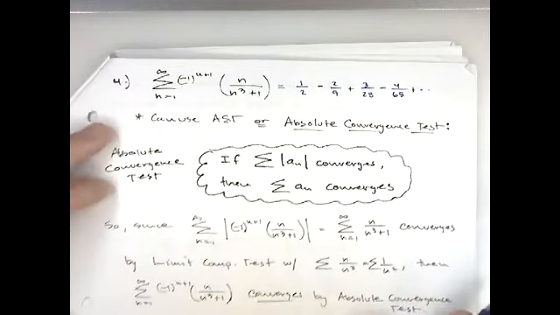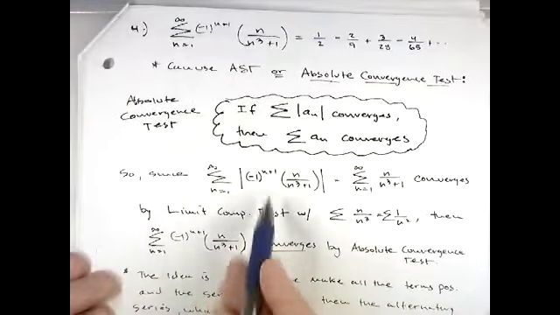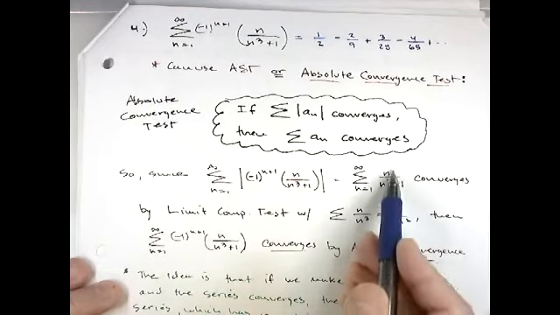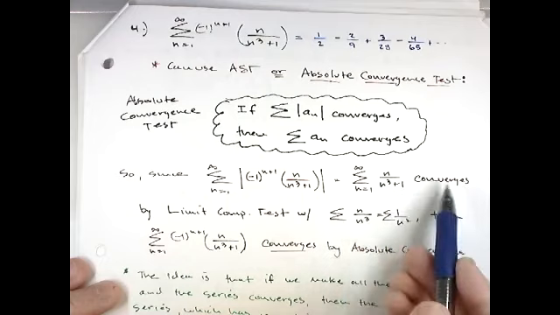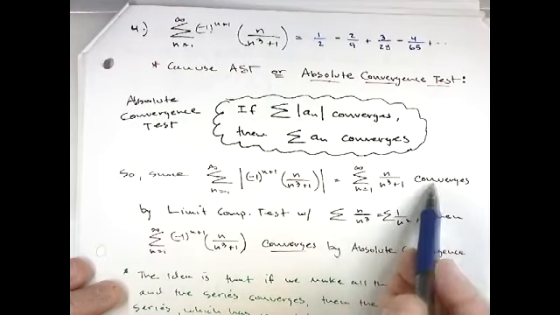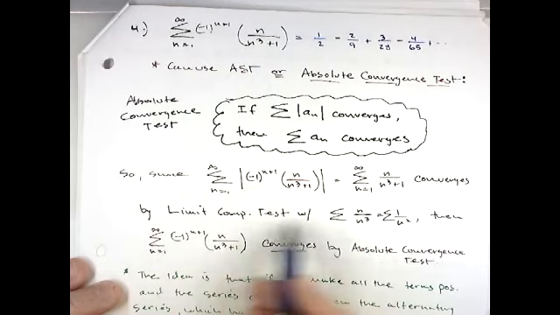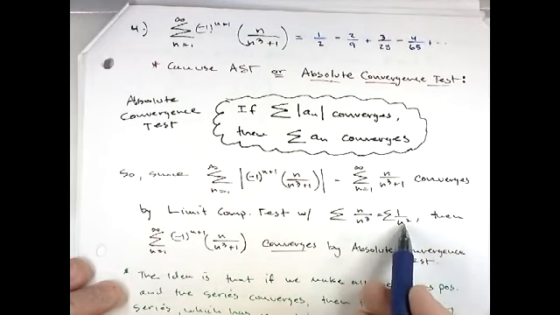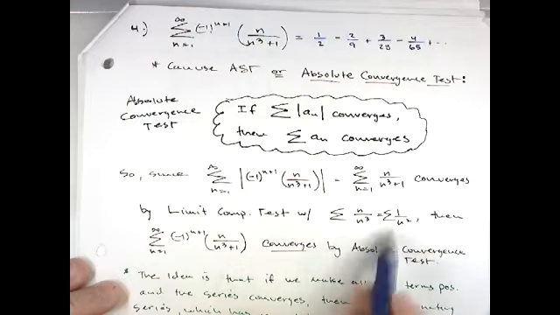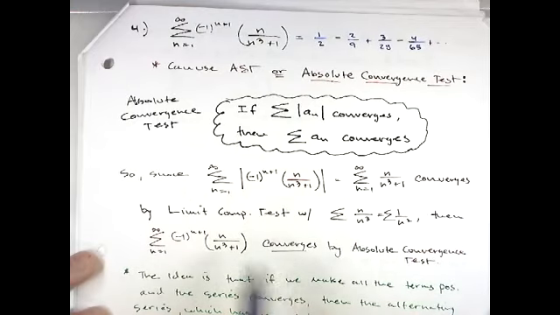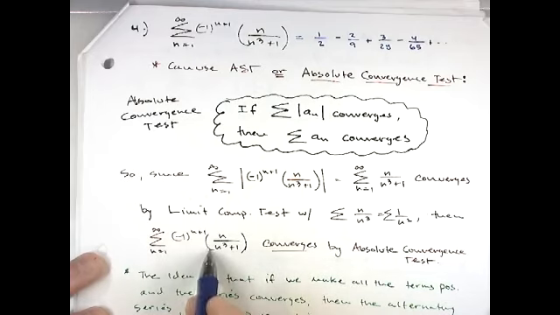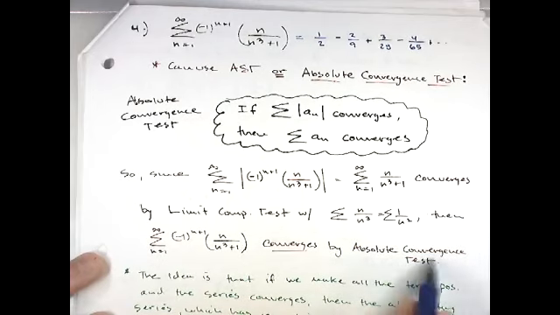So because the absolute value of this would just give me n over n cubed plus 1, and how would you know that converges? Well, that would be a fairly simple limit comparison test, right? This is behaving just like 1 over n squared. And you could do a limit comparison test with that and show that it converges. So therefore, this series also converges by the absolute convergence test.